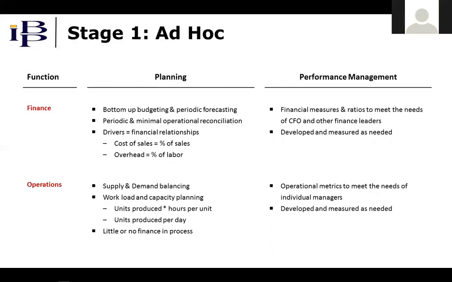So at stage one, it shouldn't be a big surprise to anyone, but from a financial perspective, from a planning perspective, this is basic bottom-up planning and budgeting, periodic and minimal operational reconciliation. The drivers are pretty simple. Could be cost of sales as a percentage of sales and overhead rates, that kind of thing. Very simplistic financial measures. From an operational sense, the operations folks are typically doing supply and demand balancing, workload and capacity planning, with little or no finance in the process. And like finance, the managers are using their own operational metrics.